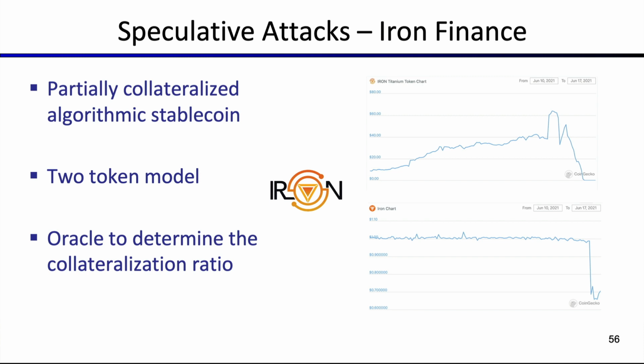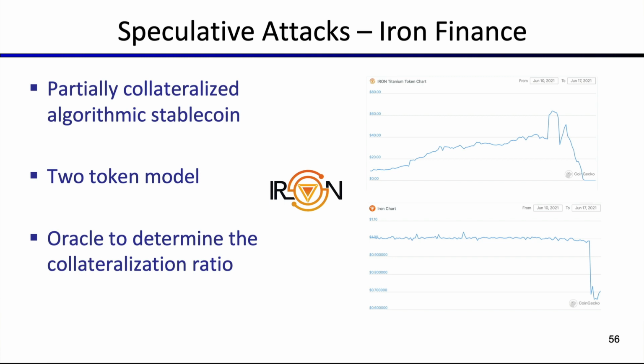And what we have seen here is that the time-weighted average price of the oracle was 10 minutes. So it took 10 minutes to determine the collateralization ratio between USDC and Titan. And that's not really that fast. And apparently it wasn't fast enough for the volatility that Iron Finance was experiencing at the time.